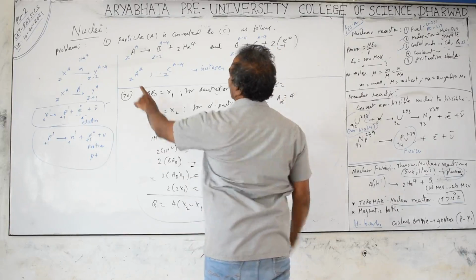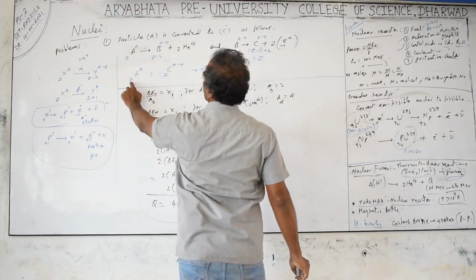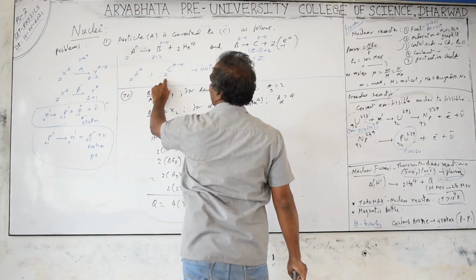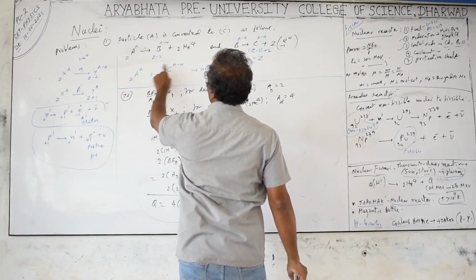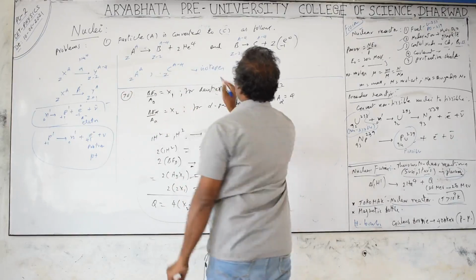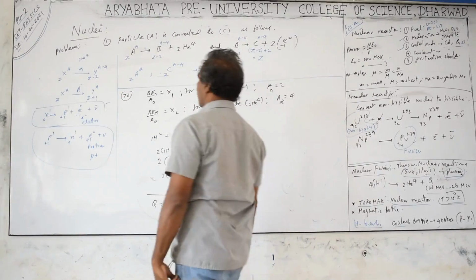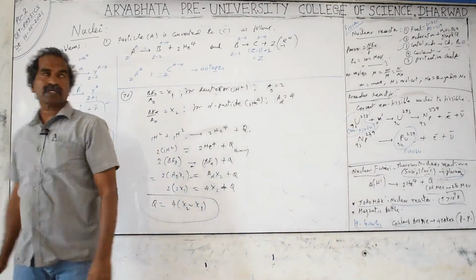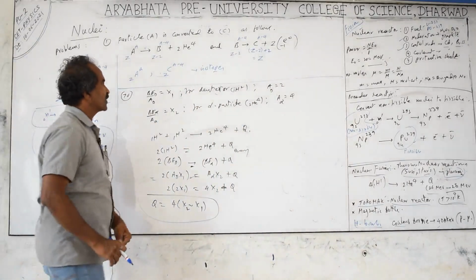That means A also has a Z, C also has a Z, same values. A is different. They are not isobars, but they are isotopes. The proton number is the same, it means. Next is the 70th question, 70.